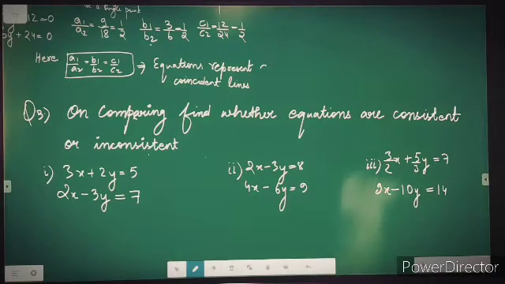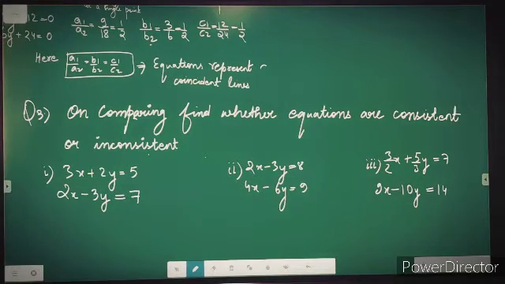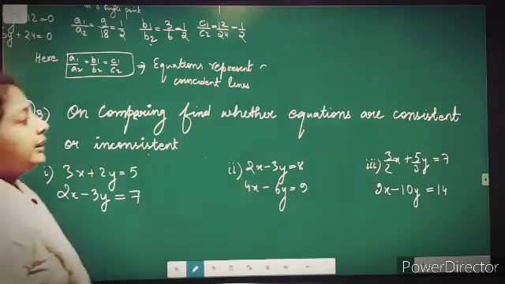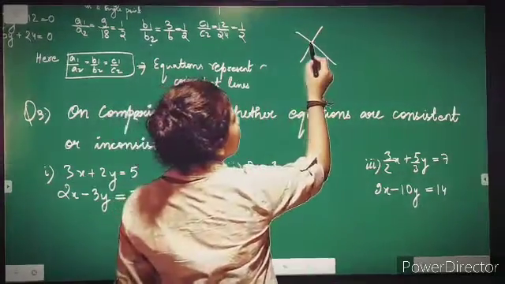Next we have the third question. In the third question again we have to compare the ratios A1 by A2, B1 by B2, C1 by C2 and check whether the given equations are consistent or not. As we have already discussed, in the case of intersecting lines we get one solution.